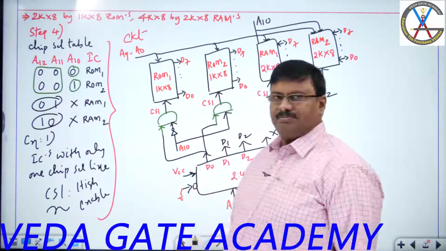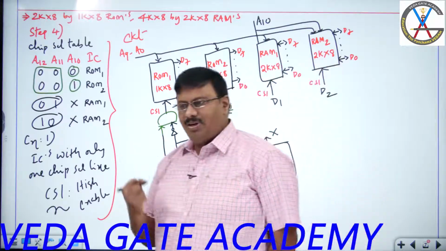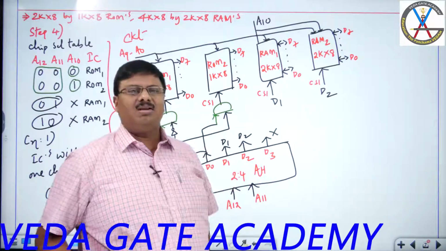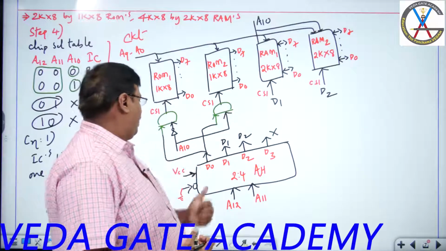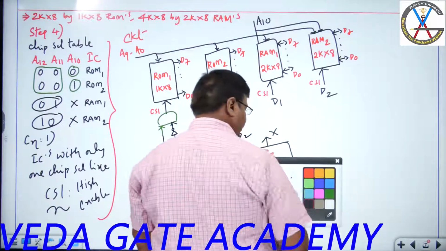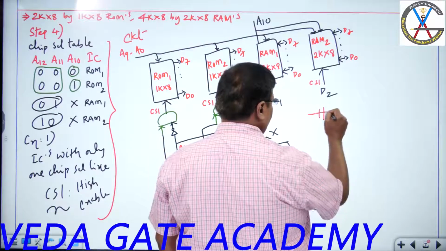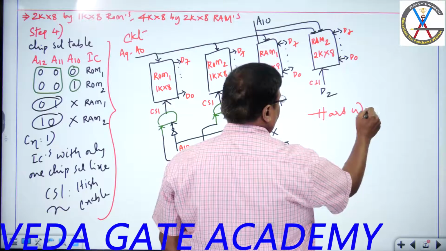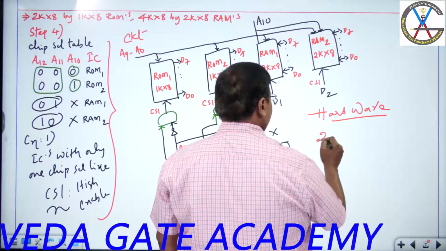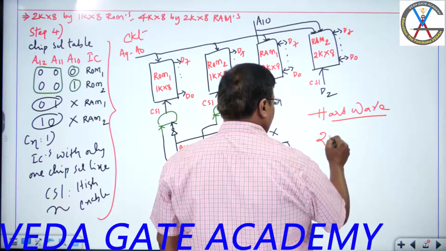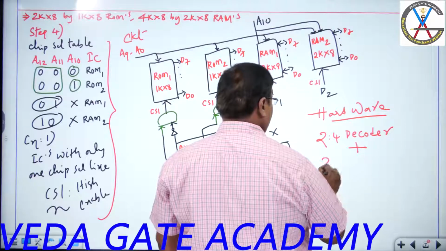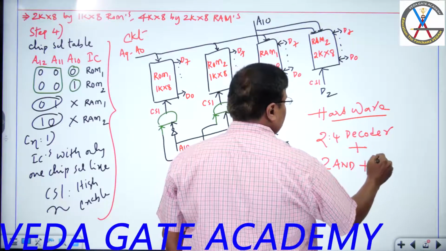0, 1, 1, 0. So this is how, if the ICs have only one chip enable line, the four ICs can be constructed together with a decoder along with 2 AND gates and an inverter. Now what hardware is used? A 2:4 decoder plus 2 AND gates plus 1 NOT.